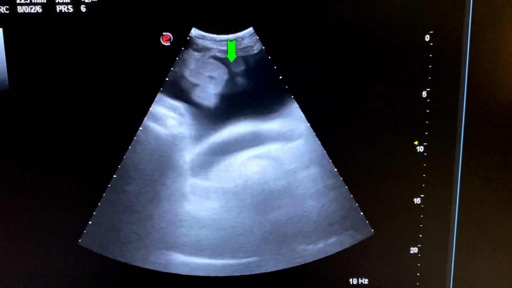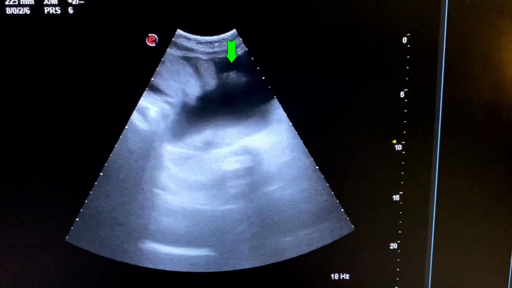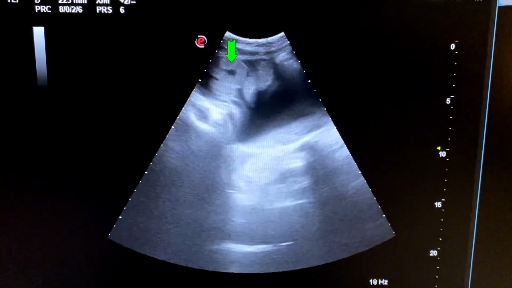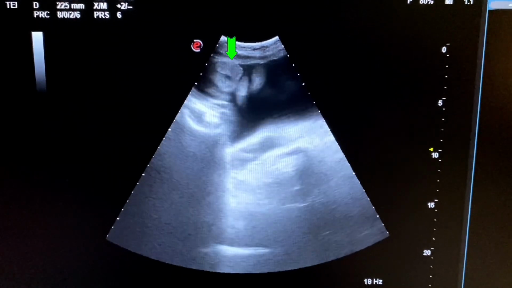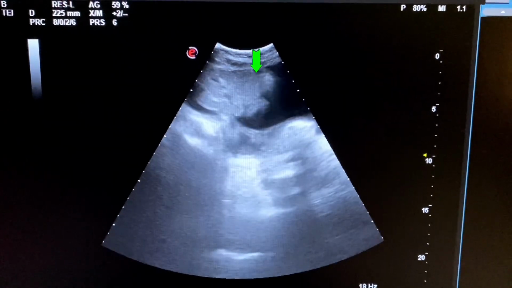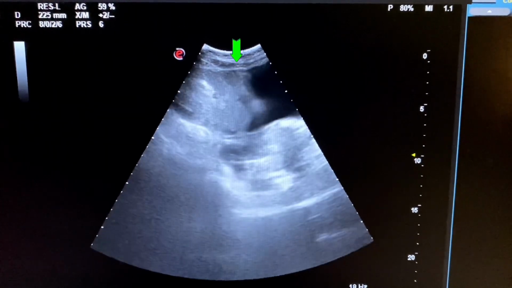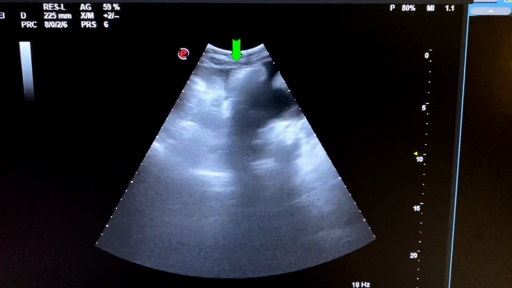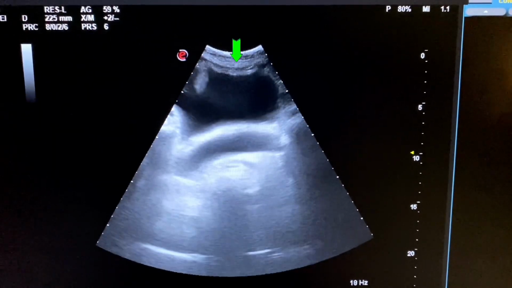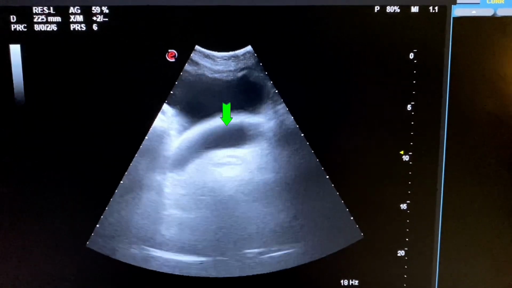Now we will scan the pelvis. Here we see fluid and echogenic gut loops which are floating in the fluid. Here we see the bladder which is partially contracted.